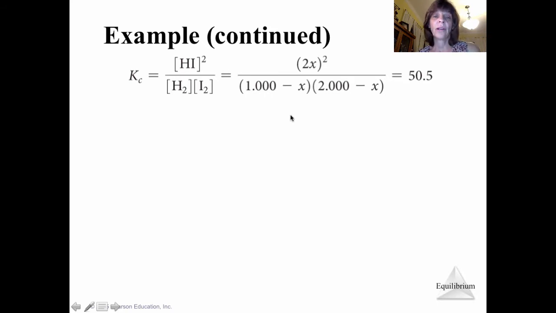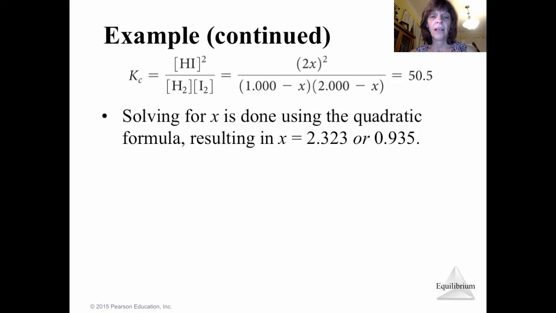Now, this is one of the more complicated examples because this is going to require a quadratic to solve. But you folks can do that. You've got your calculators. You can plug it into a quadratic, and go ahead and stop and solve if you need a moment. You should find that X will be either 2.323 or 0.935. And if you think about it for a moment, you'll figure out which one is the right answer.